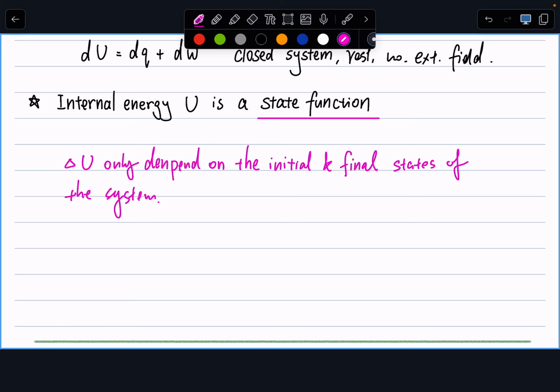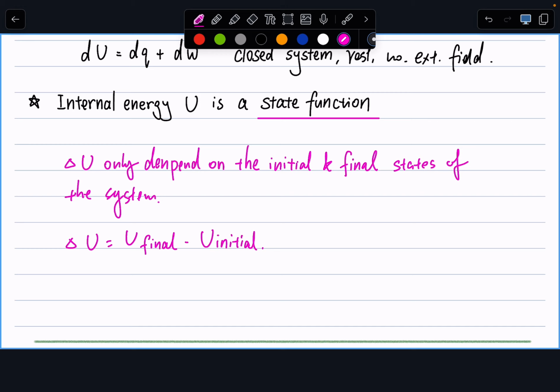Right, so even if ΔU equals Q plus W, where Q and W are path integrals that we need to know their path, ΔU itself, or internal energy itself, is a state function that only depends on the initial and final state of the system. And again, when we're writing ΔU, we're always referring to final minus initial. So this can be very useful.